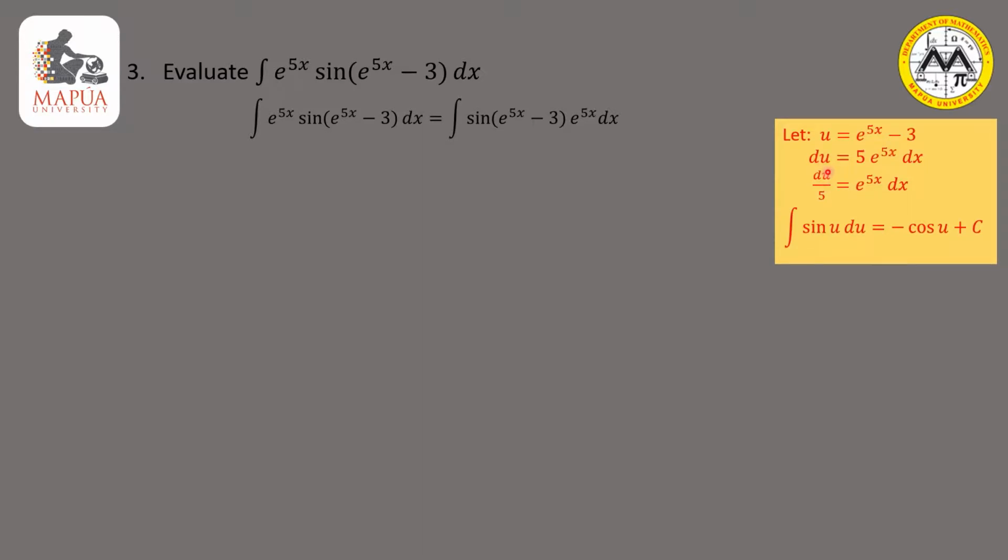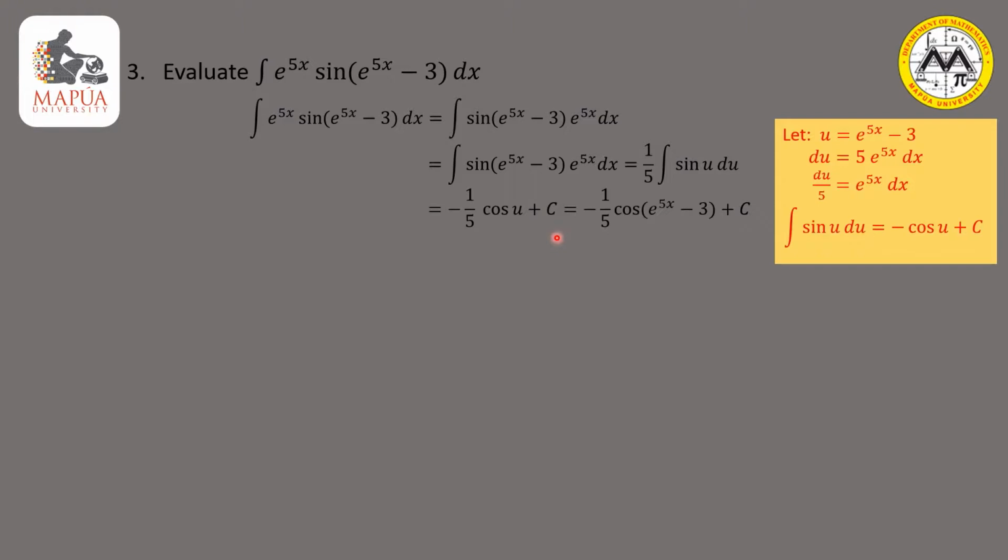Its differential is given by 5 times e to the 5x dx, and the product e to the 5x dx will just be equal to du divided by 5. So this integral can now be expressed in terms of u as follows. The integral will just be equal to 1/5 the integral of sine u du. In evaluating this integral, we make use of this rule so that the resulting integral will just be equal to negative 1/5 cosine of u plus c.